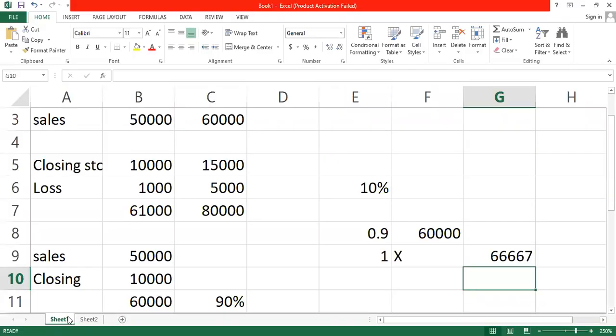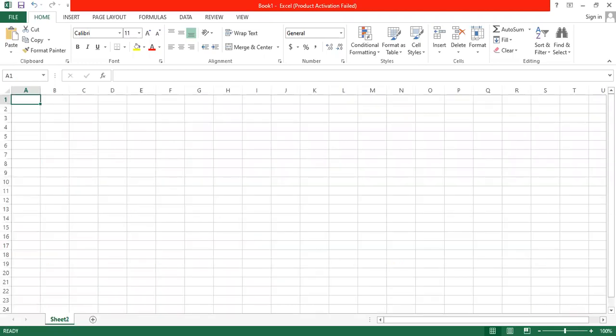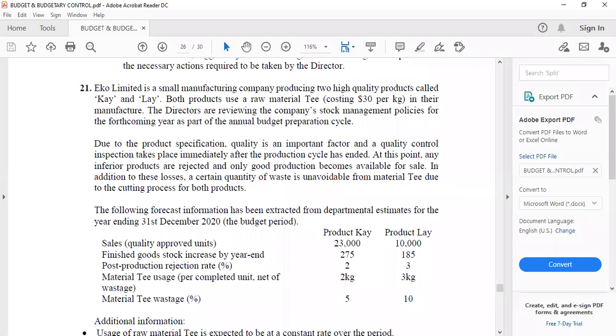Eco Limited is a small manufacturing company producing two high-quality products called K and L. Both products use a raw material T, costing $30 per kg. So that means 1 kg is what? $30. Yes. Okay. In their manufacture.